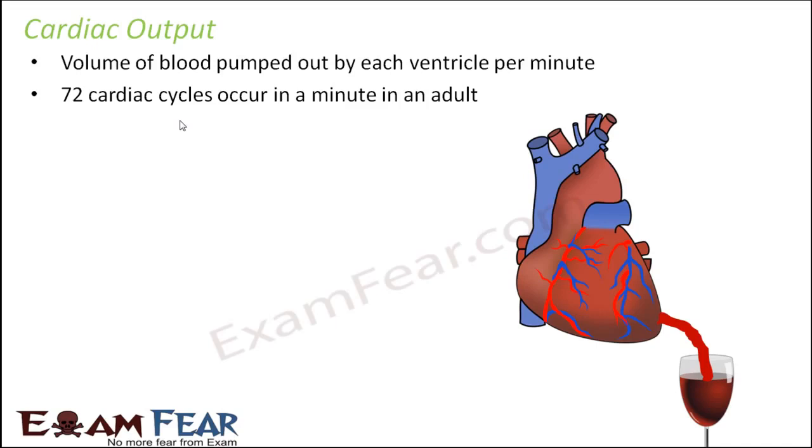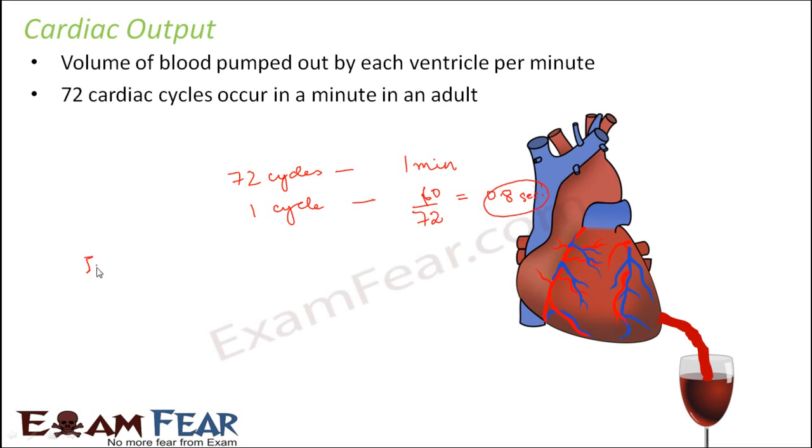So if the SA node is generating between 70 to 75 impulses, let us take that as 72. That means there are 72 cardiac cycles taking place in an adult in 1 minute. So if 72 cycles take place in 1 minute, how much time will one cardiac cycle take? It will take 1 minute by 72, that is 60 seconds by 72, which is nothing but 0.8 seconds. So one cardiac cycle will take 0.8 seconds.